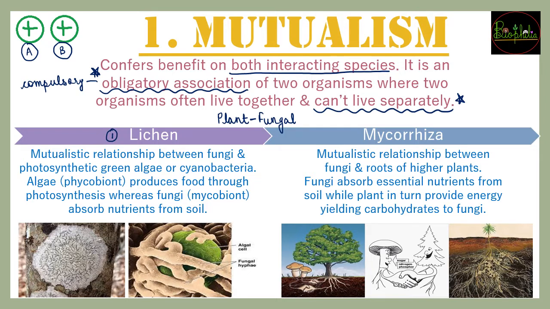So in lichen, there is going to be a mutualistic relationship between a fungi and a photosynthetic green algae, or it can also be a cyanobacterium. So one, these two are going to live together. The algal part, that is the photosynthetic part, will be called a phycobiont, which is going to produce food because the photosynthetic part has green pigment chlorophyll, so it can produce food through the process of photosynthesis, whereas the fungal part is going to be called a mycobiont.